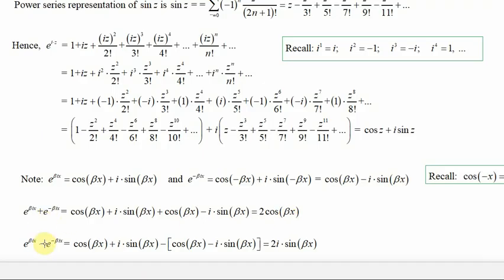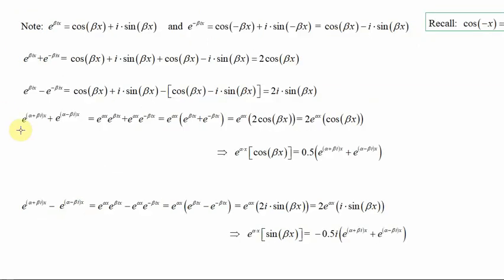Instead of adding, now we're subtracting. Then it's going to be this expression minus this expression. The cosine beta x here will drop out. What's left is 2i sine beta x.